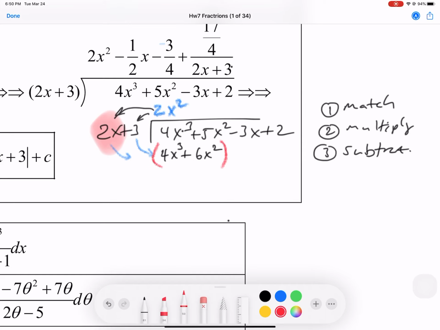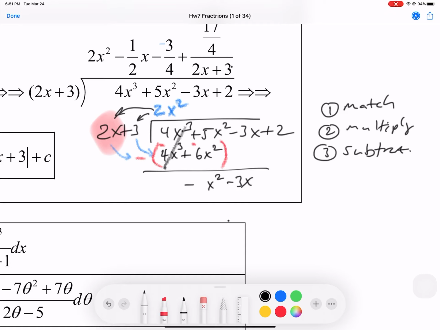We draw parentheses and we draw a minus sign. The way I do it, I make little marks on top to remind myself that's a negative. And 4x cubed minus 4x cubed goes away. And we're left with a negative 1x squared. Okay, you get rid of the 1. Then our next step is to go to match, multiply, and subtract again. We match. We'll bring down the 3x.